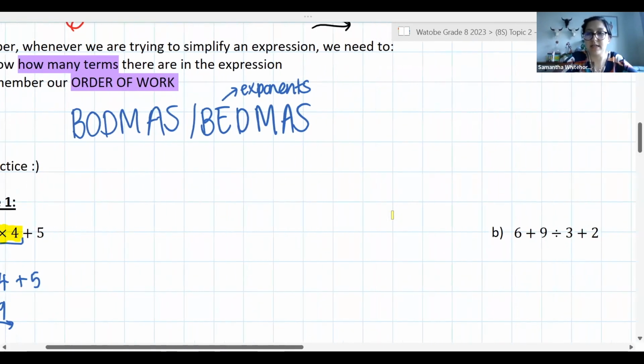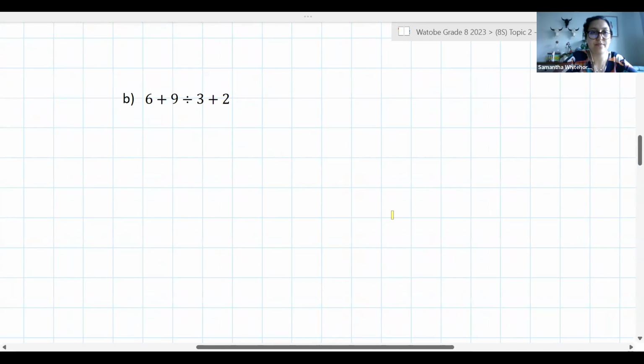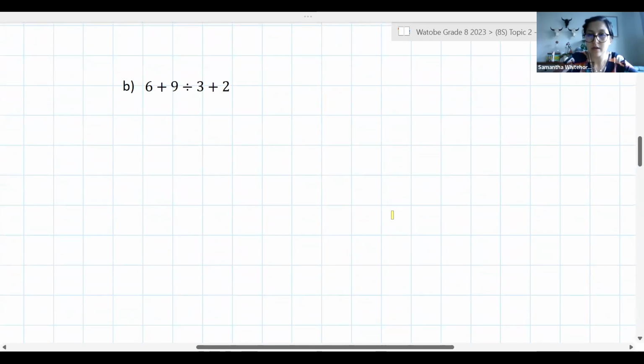Right, let's have a look at our second one. So here's question B. Remember your BODMAS, whatever you want to remember, but think very carefully about which operation should happen first. I'm going to give you guys a second to think about it and a second to write it down. And then you can raise your hand or you can pop it in the chat how you think we go and do this question. So think carefully.